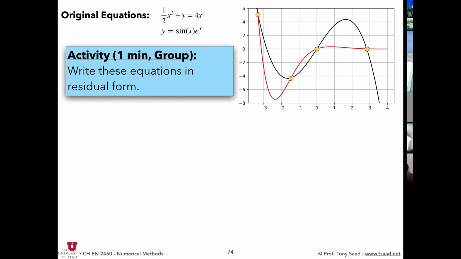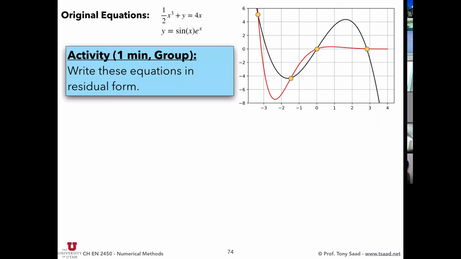So Brendan Postma, go. Unmute. So I got y equals 4x minus 1/3 x to the third minus sine of x. Okay, so that's not the residual form. What you did, you combined these two equations into a single nonlinear equation, which is what you should do if you can. So this example kind of allows you to do that.